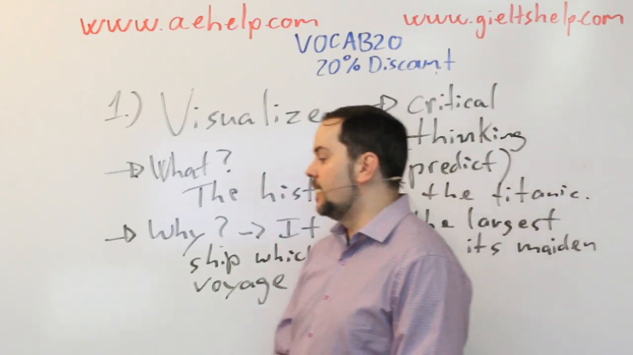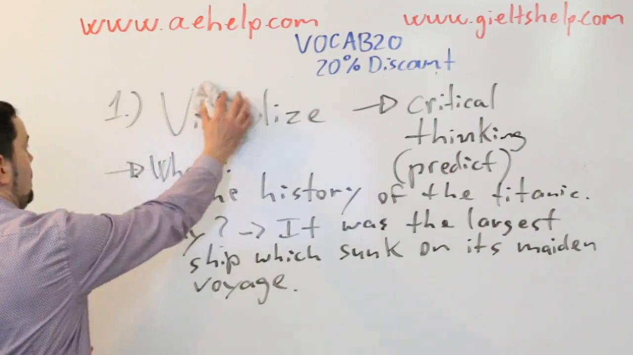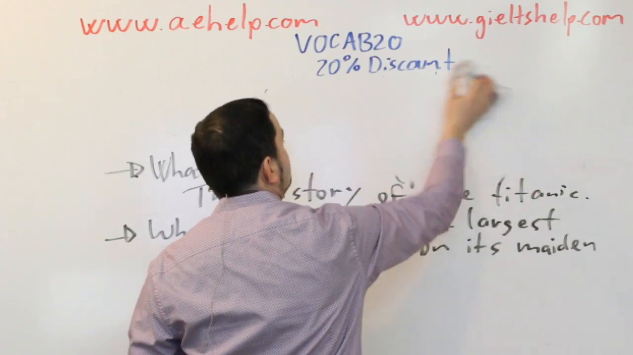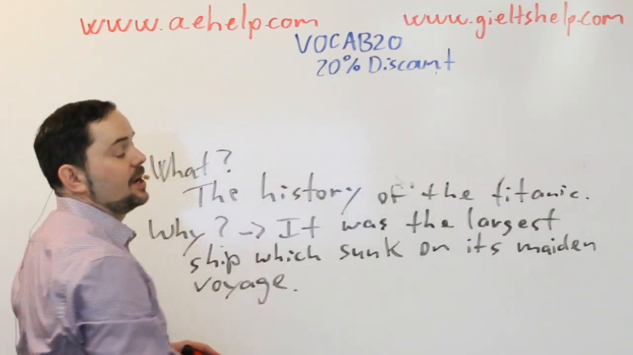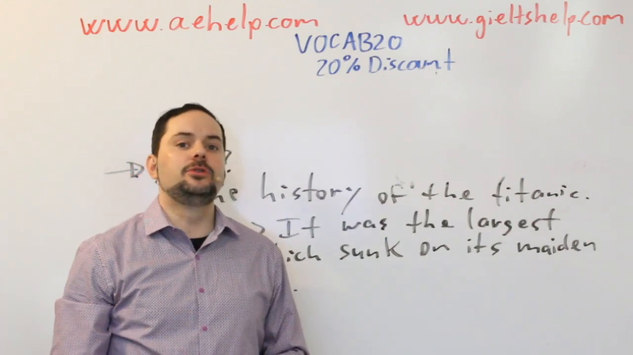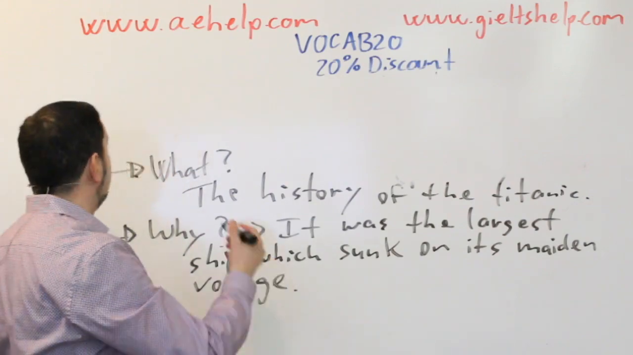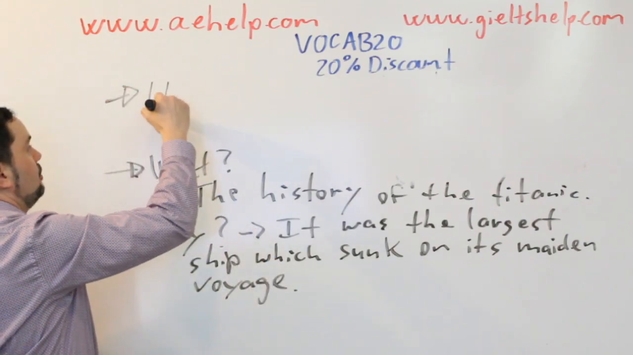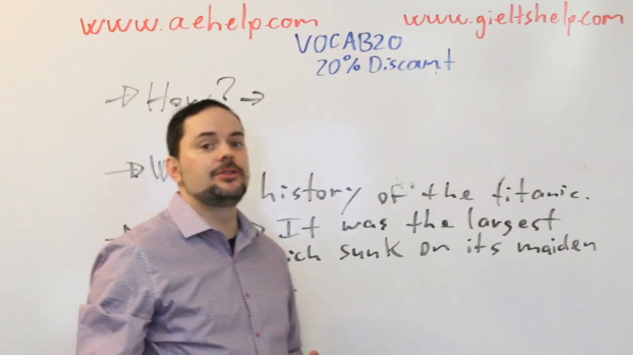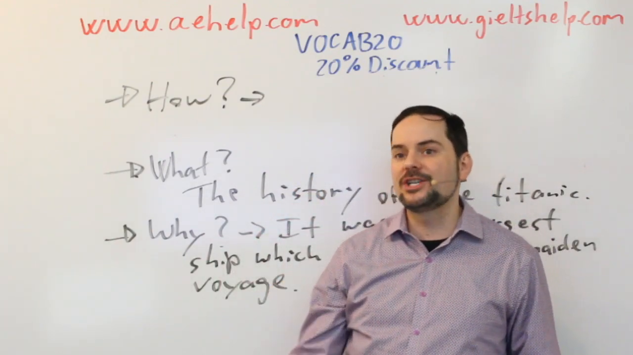And then, of course, the next question is how? So the third question is how? And it's really important that you get to the how question. The how question will really help you to get better answers when you use that in your critical thinking to predict. So, how? So, how was the Titanic the largest ship? How did it sink? So, think about these how questions.